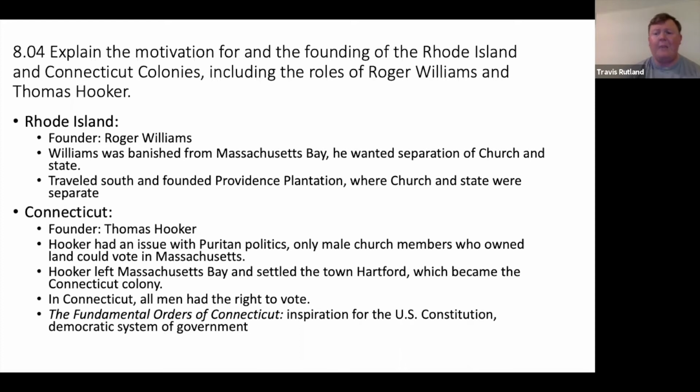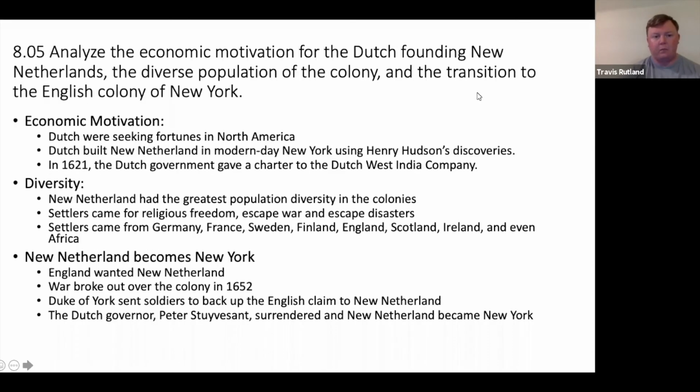In Connecticut, he made sure that all men had the right to vote. Didn't have to own land, didn't have to be a member of the church. And the Fundamental Orders of Connecticut was the inspiration for the U.S. Constitution and was a democratic system of government. Another example there.